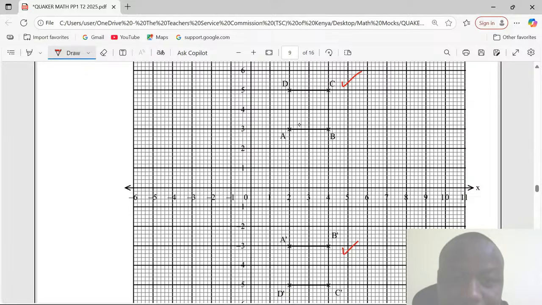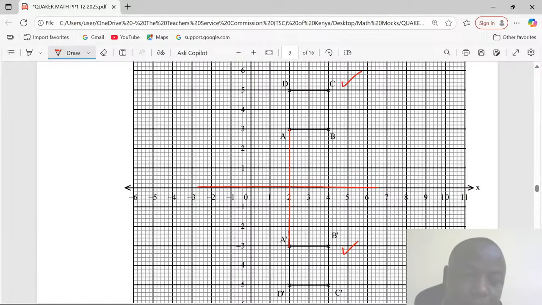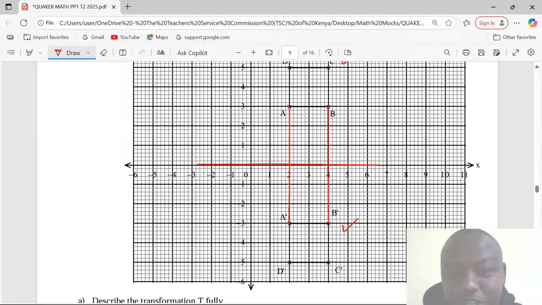So for us to come up with the transformation, let's connect A to A prime. Then we bisect the line connecting A to A prime. You just bisect that line, and when you bisect, you realize that we shall pass through the x-axis. Let's do the same for B. We connect B to the image, B prime, already connected. Then when you bisect, you confirm the same, that we are passing through the x-axis. Therefore, because after bisecting we are getting the same line, this is a conclusion that we are having a reflection.